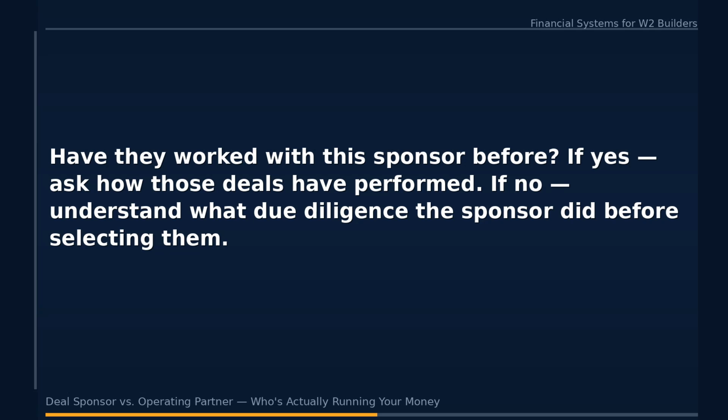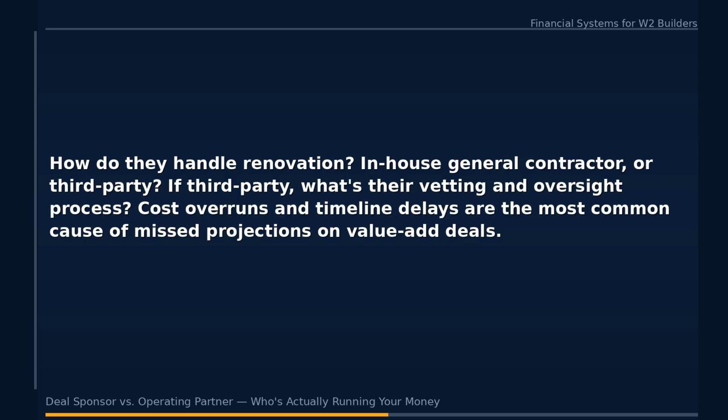How do they handle renovation? In-house general contractor, or third party? If third party, what's their vetting and oversight process? Cost overruns and timeline delays are the most common cause of missed projections on value-add deals.